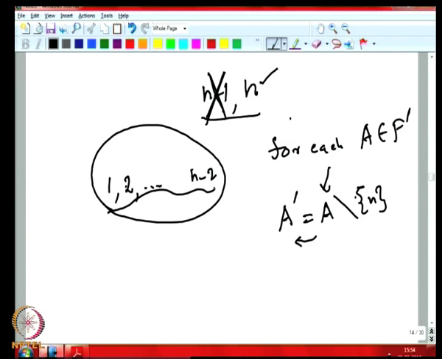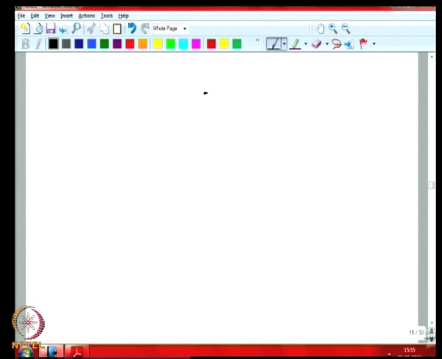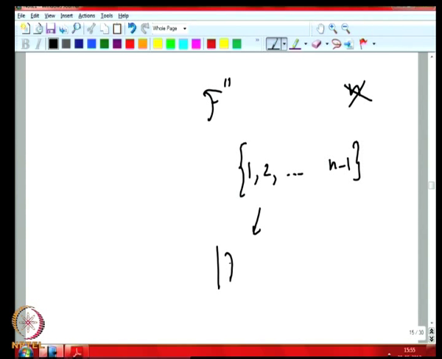So now it is coming from 1 to n minus 2, and no consecutive integers are there in any of them, and naturally this number is A n minus 2, because this is the number of sets you can form from 1, 2, 3 up to n minus 2 without having any pair of consecutive integers. On the other hand, to estimate F double dash, we notice that n is not there. So it is coming from 1, 2 up to n minus 1, such that no consecutive integers are present. That number, the cardinality of F double dash, is clearly A n minus 1, right.